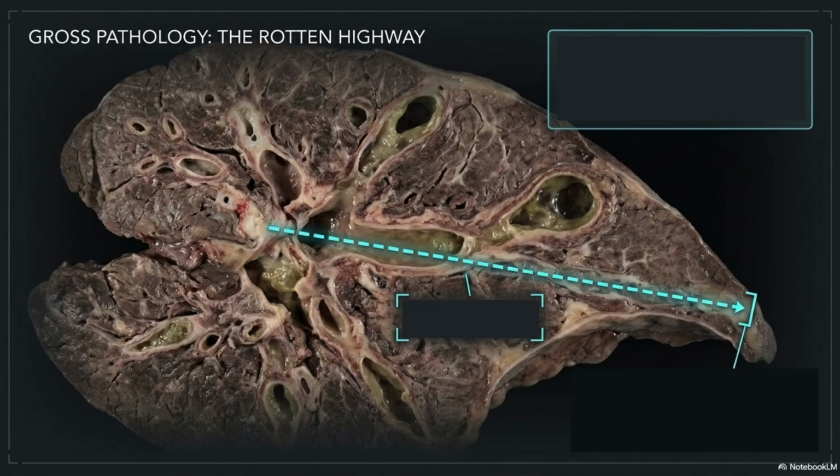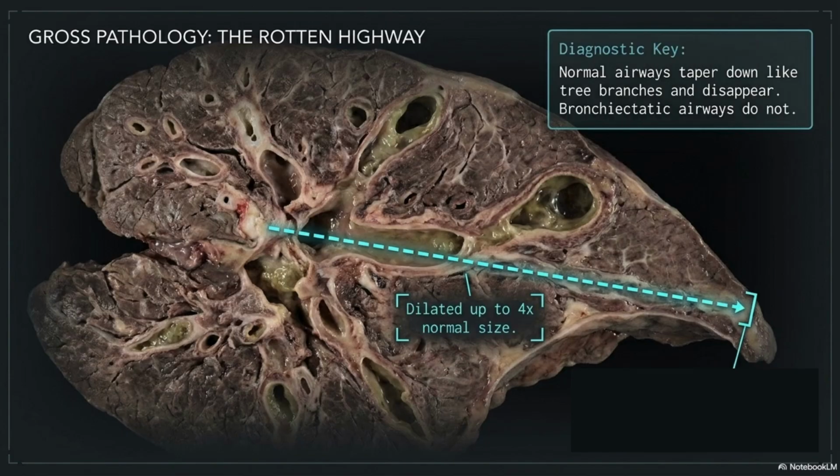Let's examine the gross pathology of this rotten highway. These airways can be dilated up to 4 times their normal size. The diagnostic key to remember is that normal airways taper down like tree branches and eventually disappear. Bronchiectatic airways do not. In fact, these damaged airways can be followed directly out to the pleural surface.